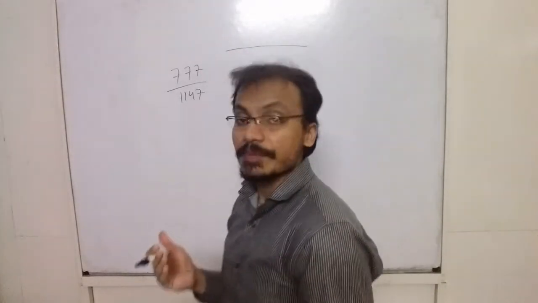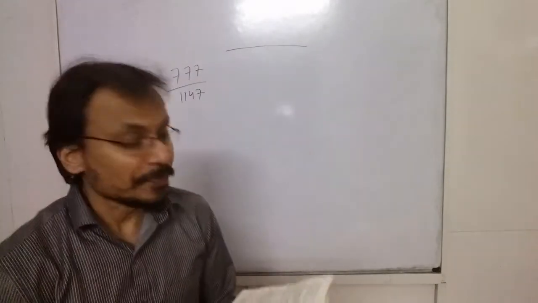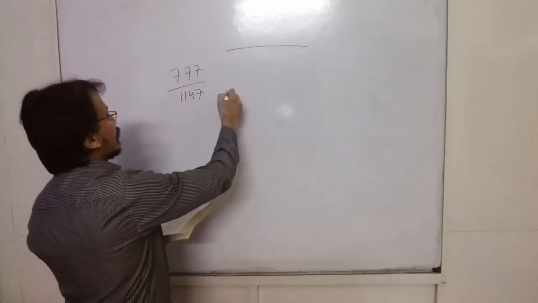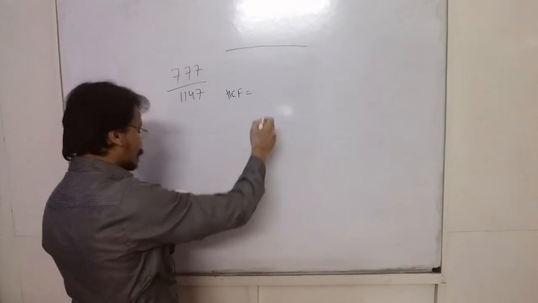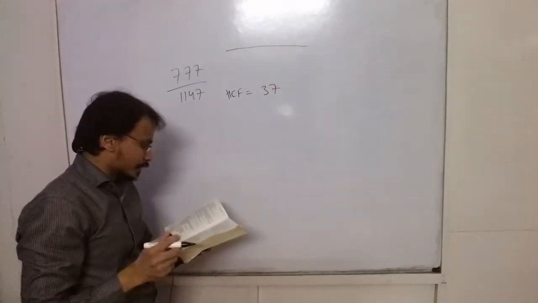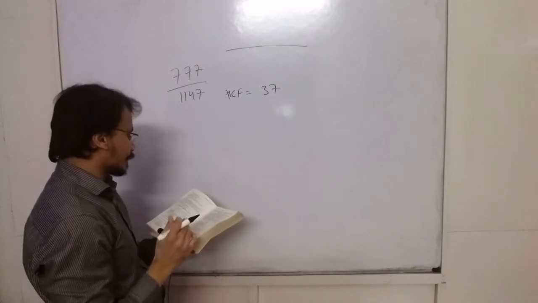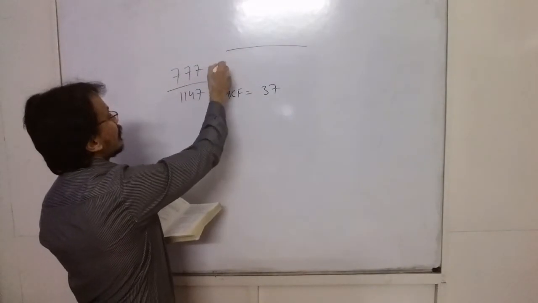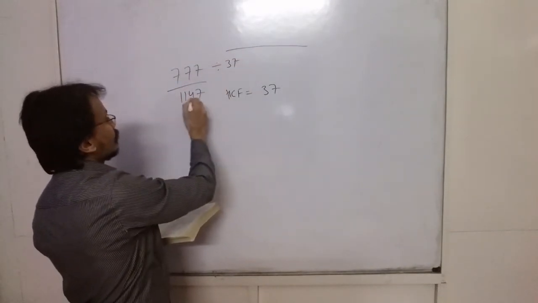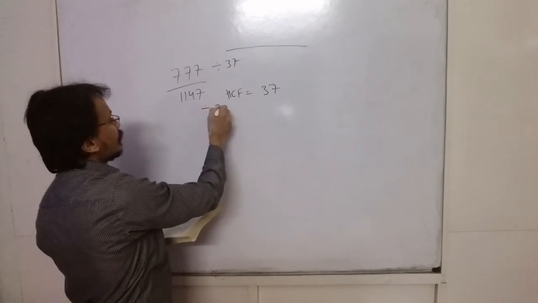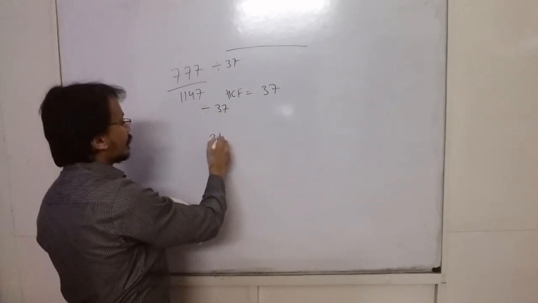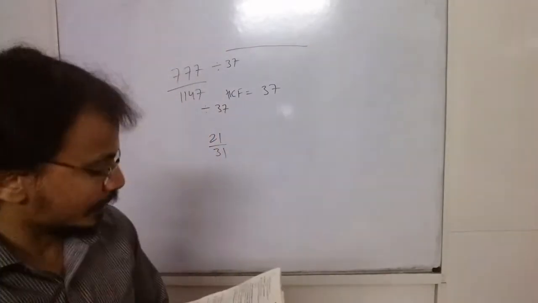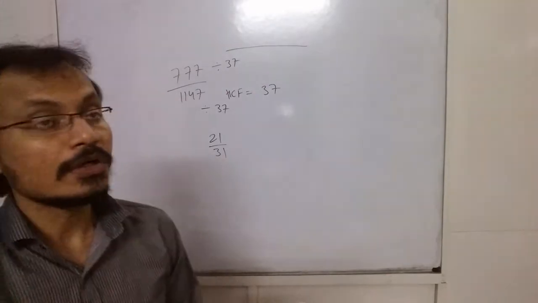Now what do they mean by reducing something to the lowest terms? It means that first of all, calculate the HCF of these two numbers. The HCF I have already calculated. HCF is going to be 37. Now divide the numerator and denominator by 37, meaning 777 divided by 37, and 1147 divided by 37 also. So you will be getting 21 upon 31. This is the answer.